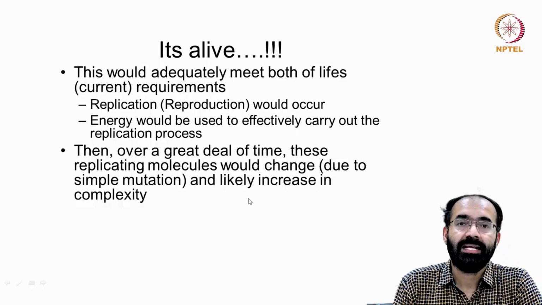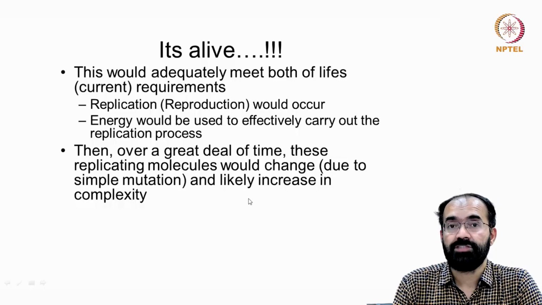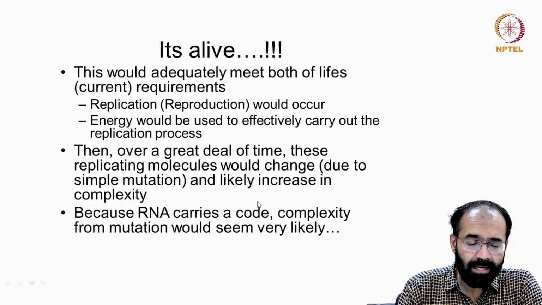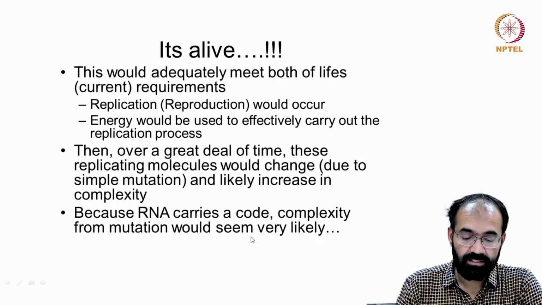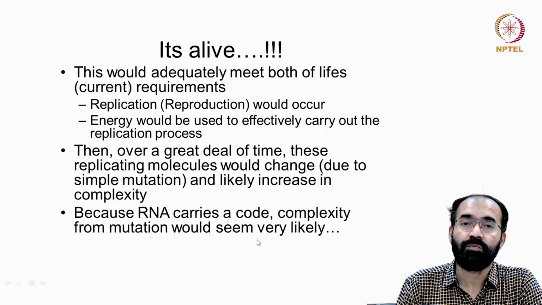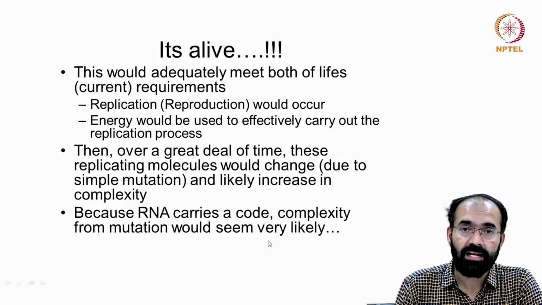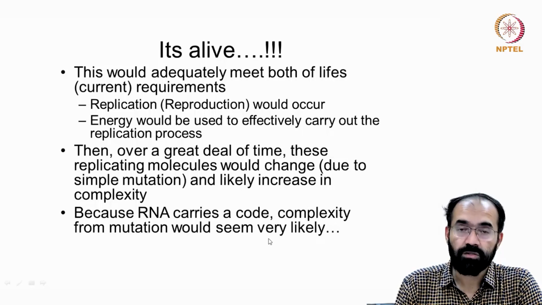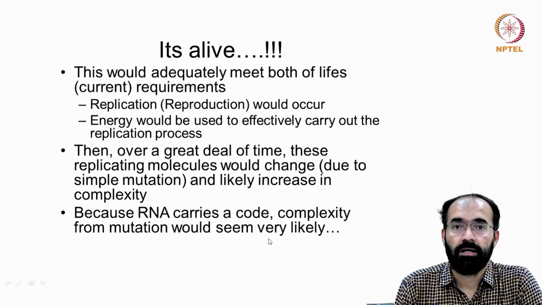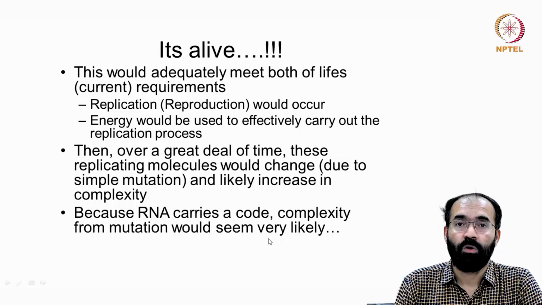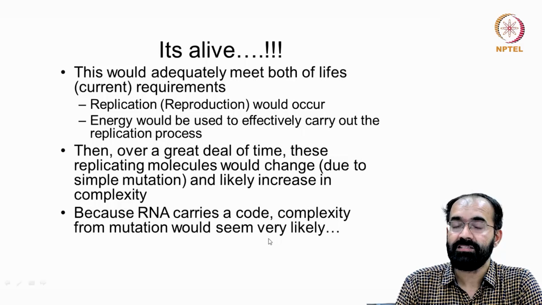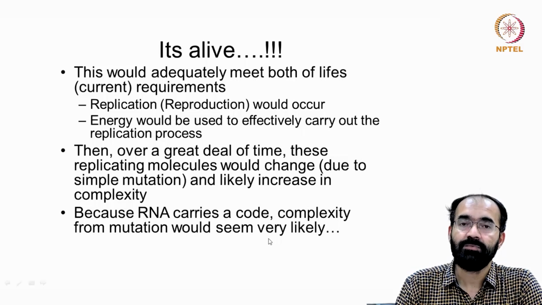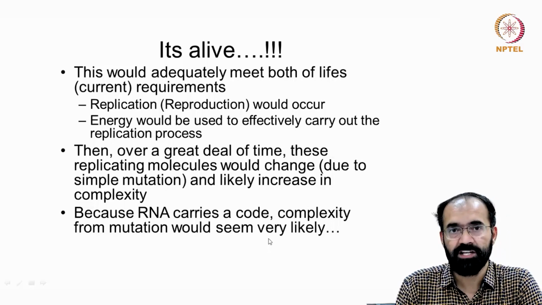And this mutation increases the possibility of changing structure. Because the RNA also carries a code, and this code can evolve, this code can change, this complexity from the mutation is very much likely, and this can add a lot of changes, a lot of variations in the existing molecule. So although a template is being copied into a complementary strand, that complementary strand is not 100% the same, and this will allow it either to acquire a new character or simply lose the character and perish from the system.